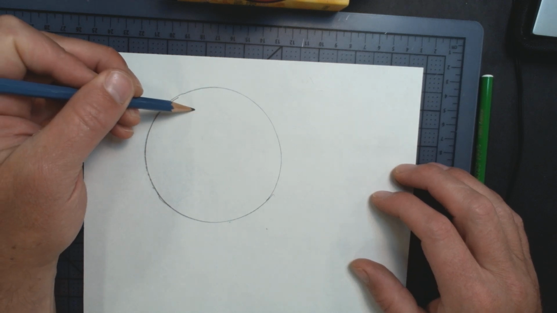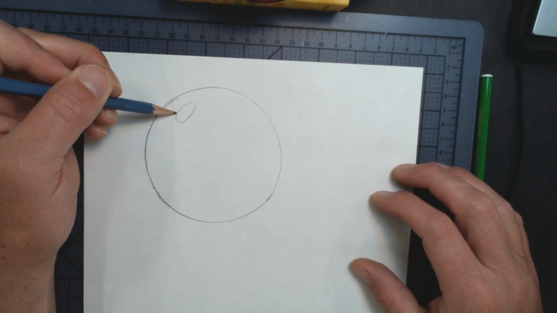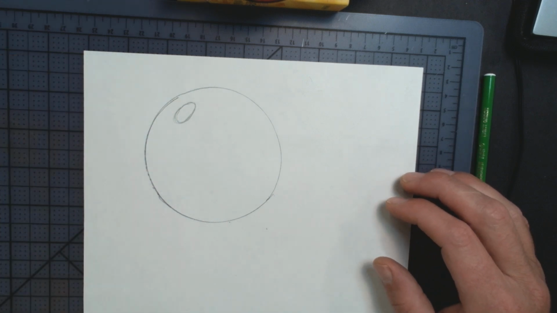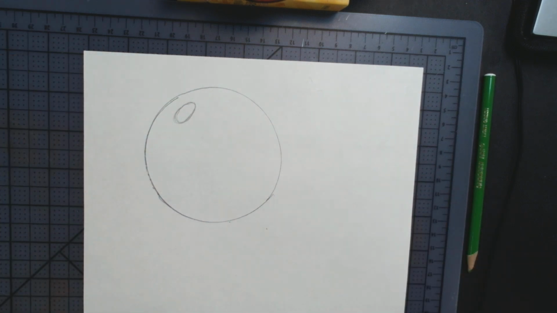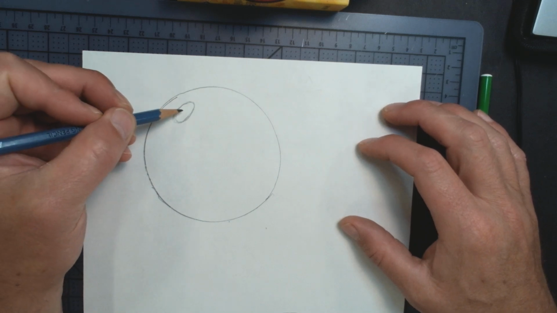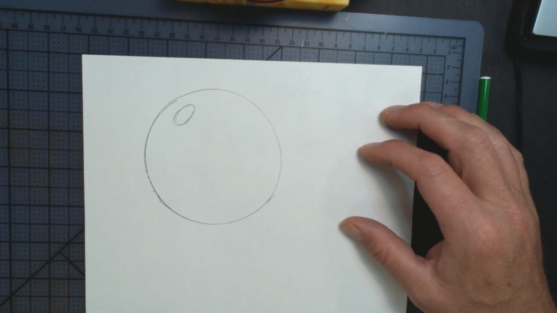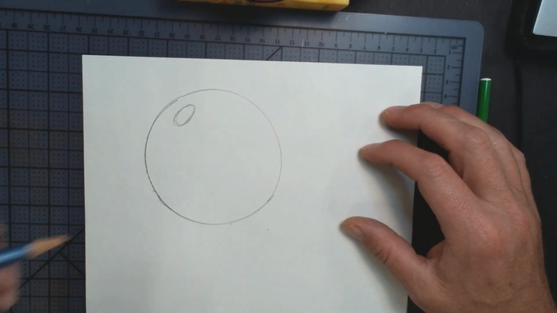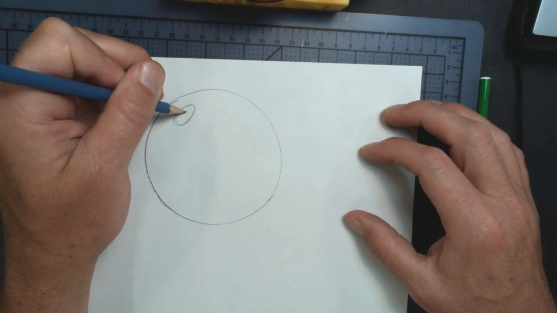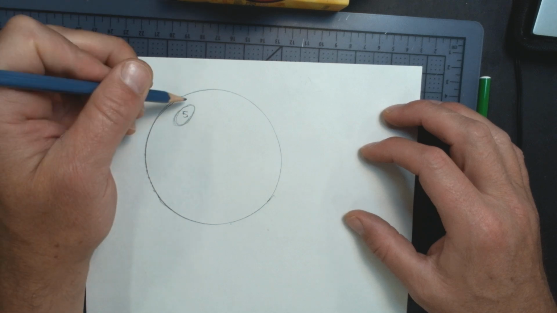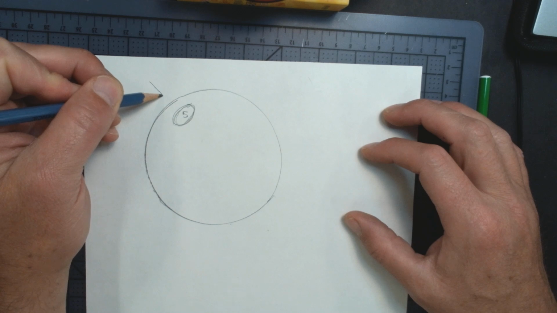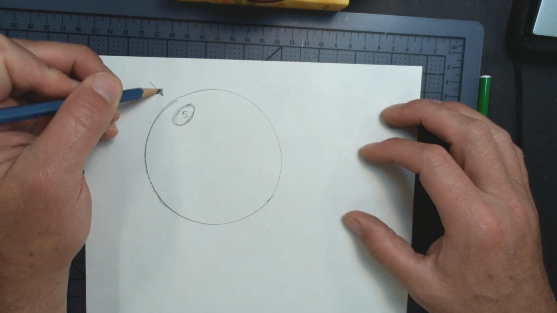So the first thing I want you to do is just put a little oval, top left hand corner. That's going to be the brightest spot. That'll be equivalent to our number 5. I'm going to write number 5 in here. You do not have to. I'm just letting you know that this little area here is going to be left alone. And let's put an arrow in for our light source.